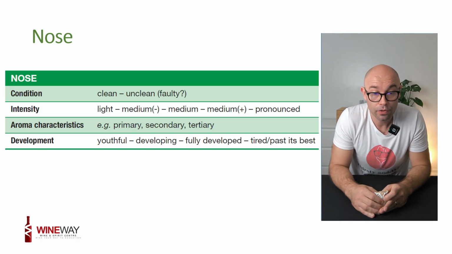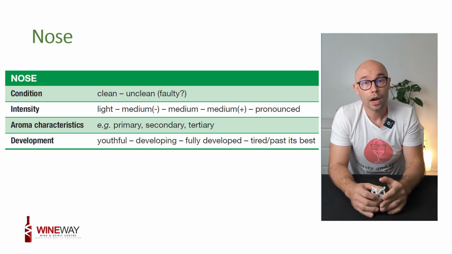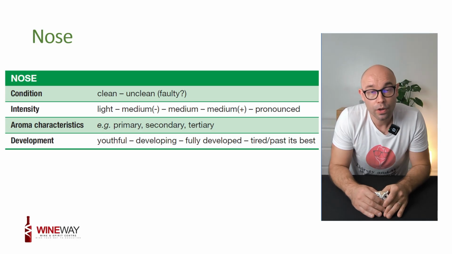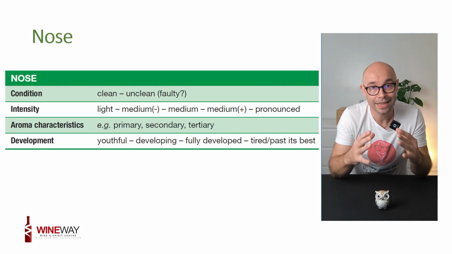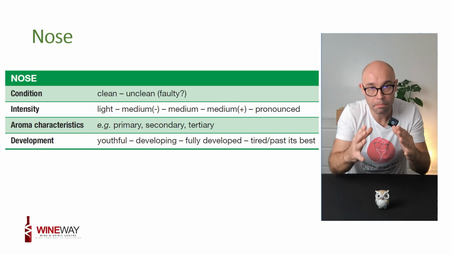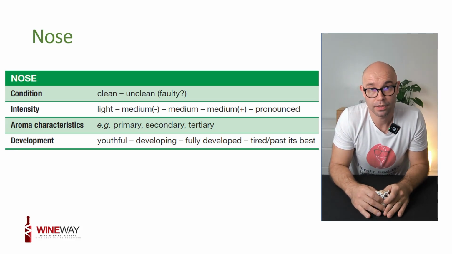Development of the wine can be youthful, developing, fully developed, tired, or past its best. So a youthful wine is described when it has only primary and secondary aromas. If it doesn't show any tertiary character, it is described as youthful. A developing wine is described when there is a hint, an indication of tertiary character, tertiary development. A fully developed wine is described when the tertiary character is well integrated in the wine. It is the main aromas in the wine.